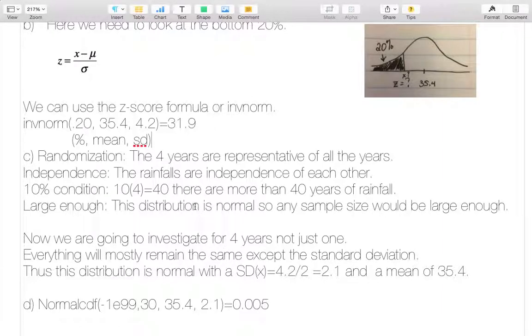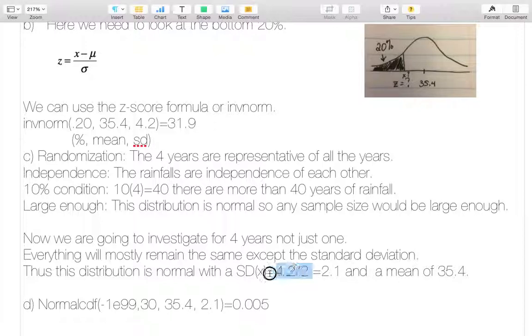Now that we've established the scenario for the normal model, we know our standard deviation, we know our mean. Letter D says, what's the probability that those 4 years average less than 30 inches of rain? So now we want to figure out, if we take 4 years and average those values, what would be the chance that on average those 4 consecutive years would have a substantially lower amount of rainfall? And if we type that in, remember, it's the bottom percent, so we're looking at -1E99 to 30. My standard deviation and my mean come from what we just did earlier.